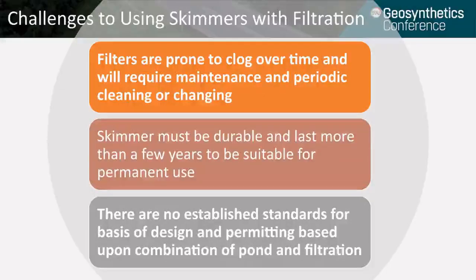There are challenges to using skimmers with filtration. Filters are prone to clog over time and will require maintenance and periodic cleaning or changing of the filters. The skimmer must be durable and last for more than a few years to be suitable for permanent use. Many skimmers are made of PVC and would not be suitable for post-construction outlets. Also, there are no established standards currently for basis of design and permitting based on a combination of use of a basin and filtration.